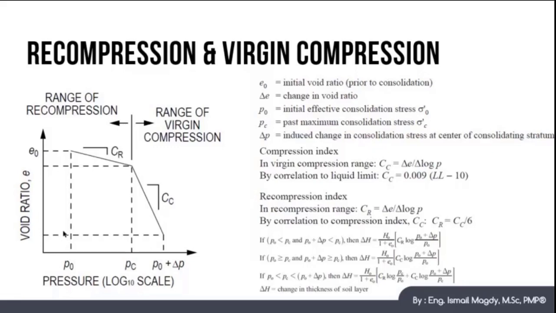while the virgin compression index could be calculated by the change in void ratio over delta log P, or by the equation of Cc equals 0.009 multiplied by liquid limit minus 10.